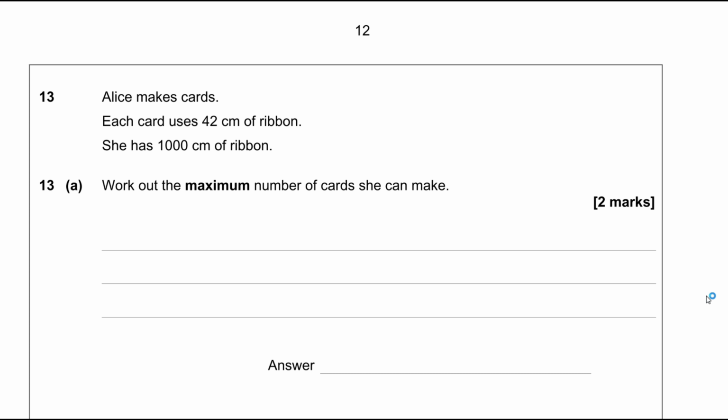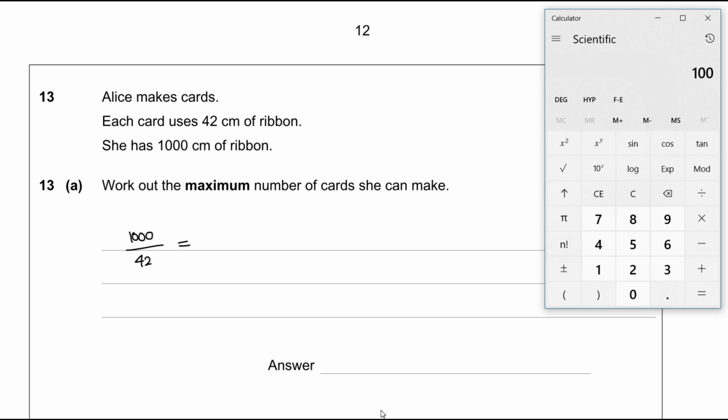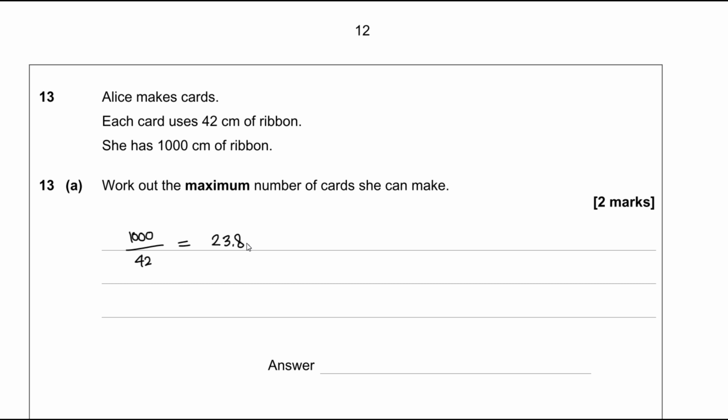Question 13. Alice makes cards. Each card uses 42 centimeters of ribbon. She has 1000 centimeters of ribbon. Now work out the maximum number of cards she can make. So it's quite straightforward. If she has 1000 centimeters and she needs 42 centimeters for each card, she could just divide it. 1000 divided by 42 is 23.8 and something. We get 23.8. So the maximum number of cards is 23.